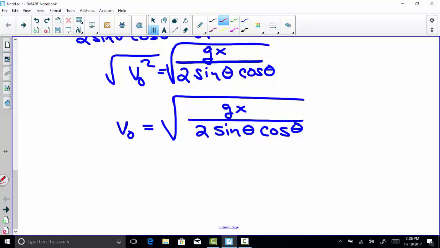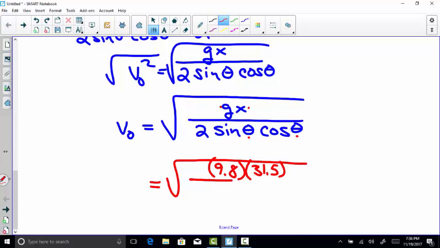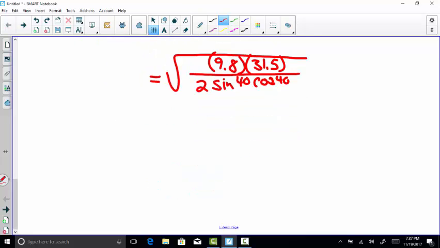And every single one of these terms I know, so I can just plug them in. So the square root of 9.8 times 31.5 divided by 2 sine 40 cosine 40 is equal to the initial velocity.